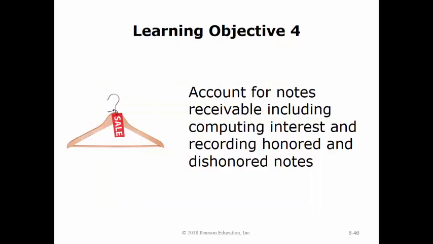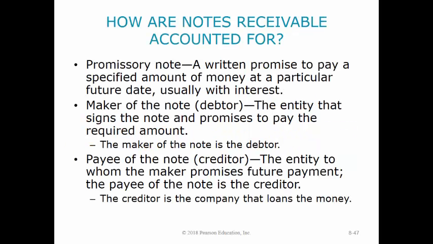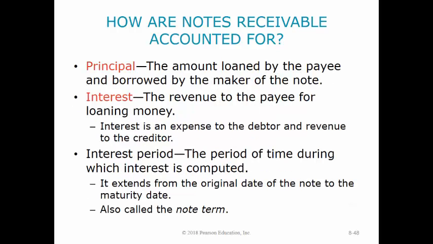The fourth learning objective is to account for notes receivable, including computing interest and recording honored and dishonored notes. Promissory note: a written promise to pay a specified amount of money at a particular future date, usually with interest. Maker of the note, debtor: the entity that signs the note and promises to pay the required amount. The maker of the note is the debtor. Payee of the note, creditor: the entity to whom the maker promises future payment. The payee of the note is the creditor.